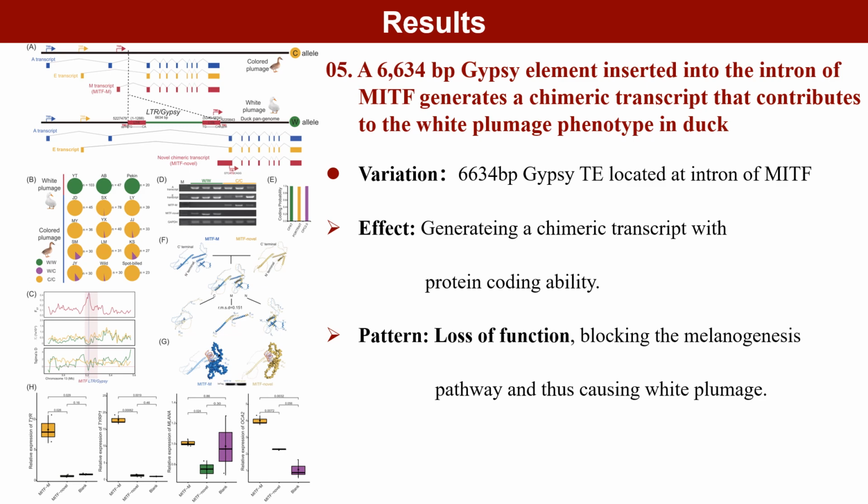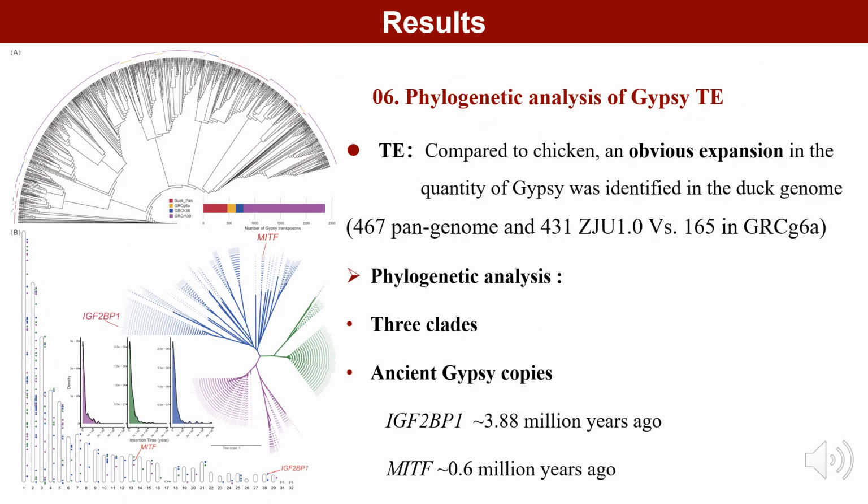We also conducted an evolutionary analysis of Gypsy transposons, finding that duck Gypsy transposons have undergone significant expansion compared to chickens and formed 3 branches. The Gypsy transposon on IGF2BP1 and the transposon insertion in the intron of MITF are quite ancient, occurring 3.88 million years and 0.6 million years ago, respectively.